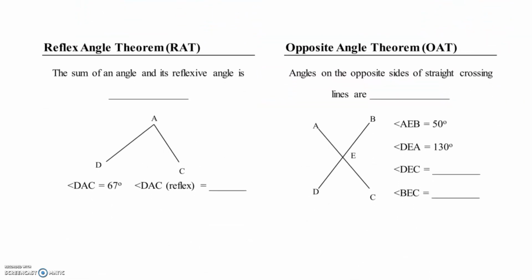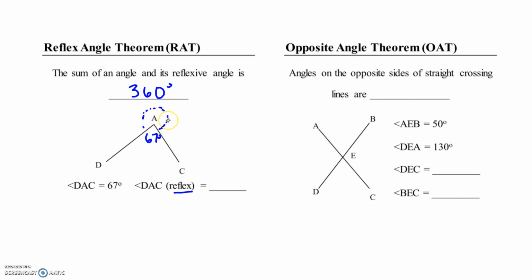Okay, the next angle theorem that we're going to look at is RAT, and this one does not come up very often. So it says the summative angle and its reflexive angle is 360 degrees. It says angle DAC is 67 degrees. So that means it's 67 degrees in here. And they want to know what is the reflex angle DAC? So if I start at DAC and it says reflex, we're talking about this angle here.